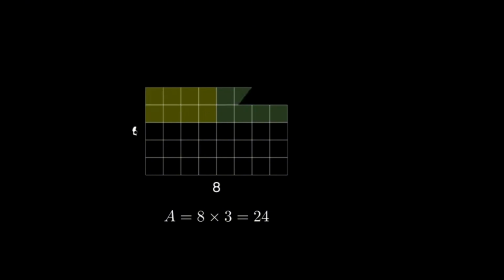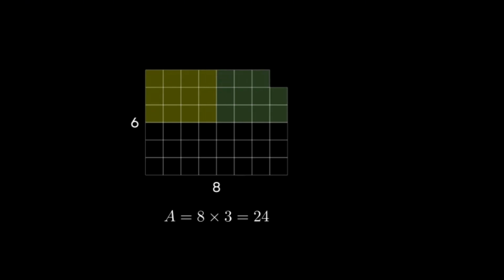Let's add more rows on top to make our rectangle taller. We're keeping the length at 8 units. Our rectangle is now 8 units long and 6 units wide. To find the new area, we multiply 8 times 6, which gives us 48 square units.